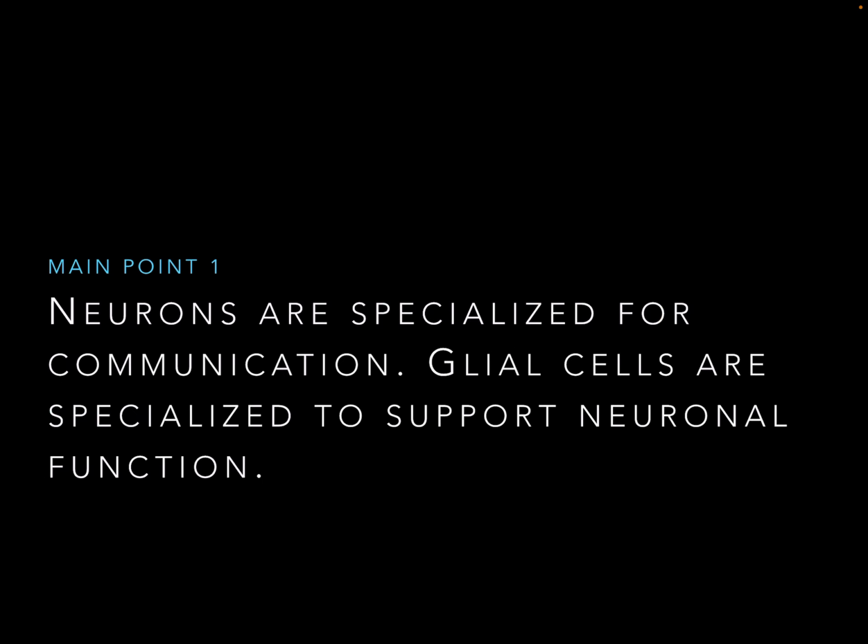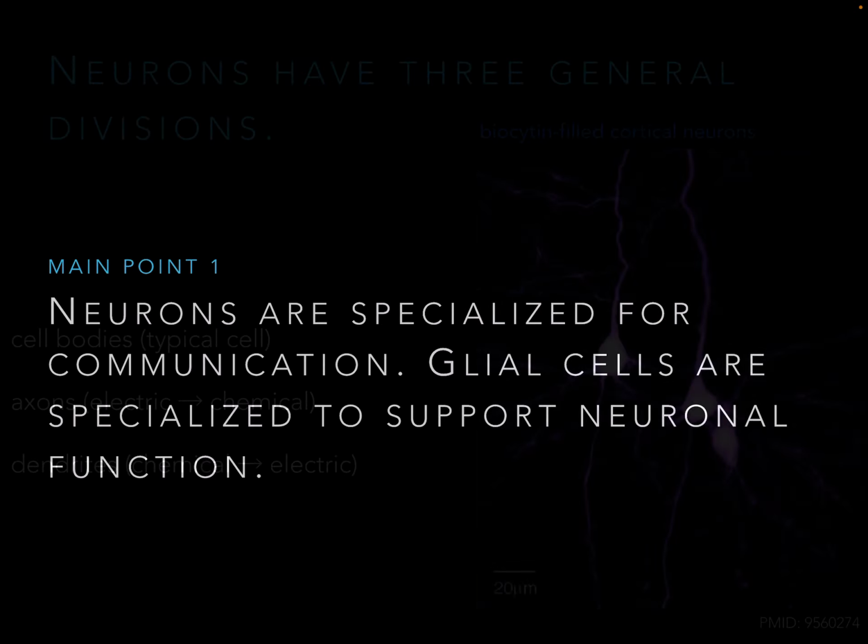So we've got two types of nerve cells. The neurons are the ones that sense the world, move our muscles, store our memories, and the glial cells are the cells that are there to support them.